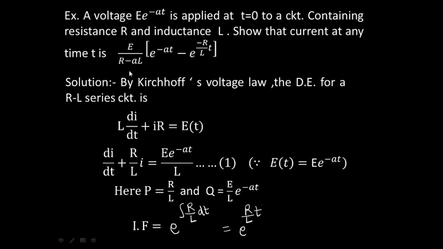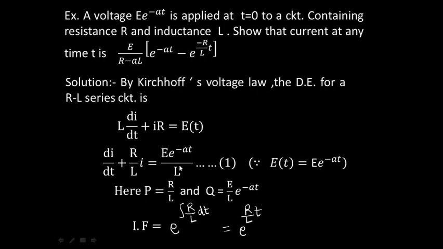So here the expression for current at any time is also given. This we have to obtain. The resistance and inductance are connected, so we will apply Kirchhoff's voltage law and obtain the differential equation. Here remember, E is not a constant, it's E of t, a function of t, given as E into e raised to power minus at, where this E is a constant. So substituting E of t as the given expression, we will have such an expression, equation 1, and again you will find that this is a linear differential equation.